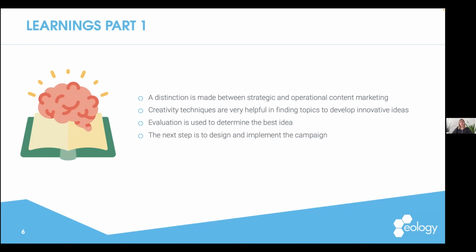Another learning is that you make a distinction between strategic and operational content marketing. You can use creativity techniques to find topics and to develop innovative ideas. You do an evaluation to determine the best idea in the end. The next step is to design and implement the campaign, which we learned in part two.